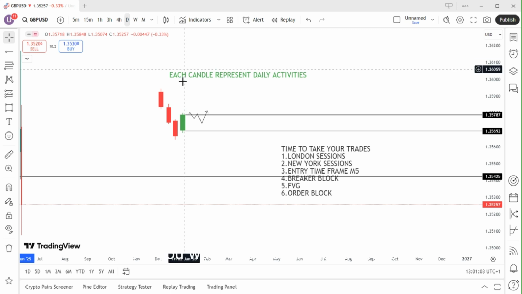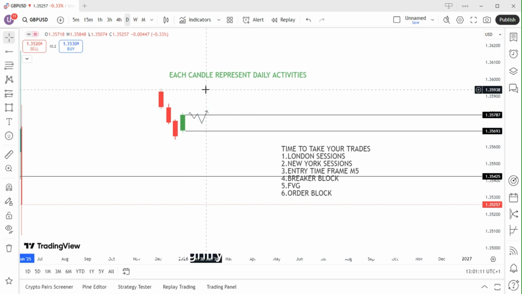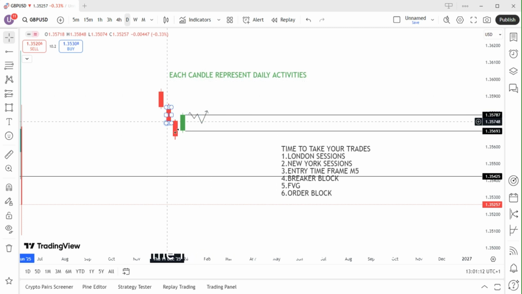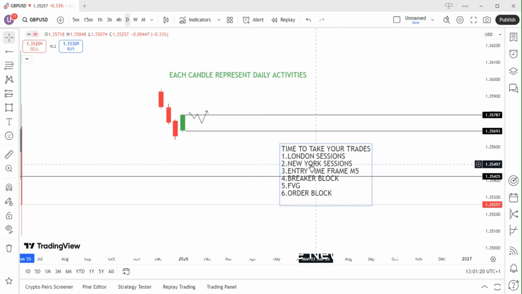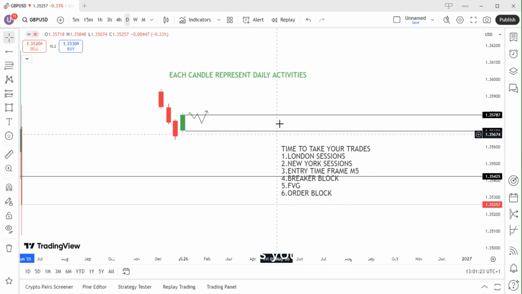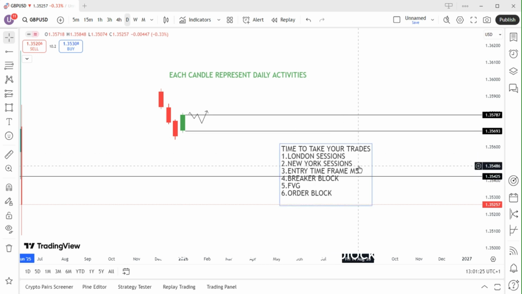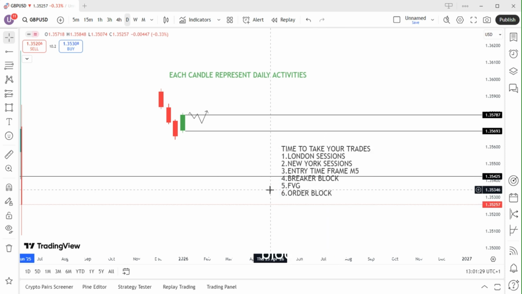I told you, watch out for this price action when price is coming down and you suddenly see a bullish engulf candle. This signifies that price wants to reverse. At what time frame do you look out for this? On a daily time frame. Then at what time of the day do you take the trade? At the London session and the New York session. And your entry time frame is your 5 minutes time frame. You can use your breaker block, fair value gap, or the other block to execute this trade.